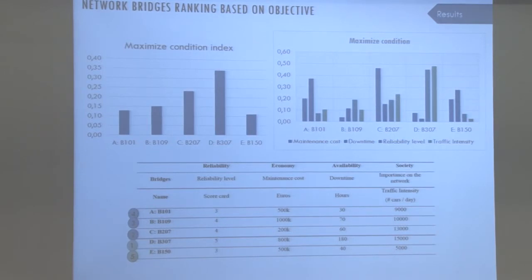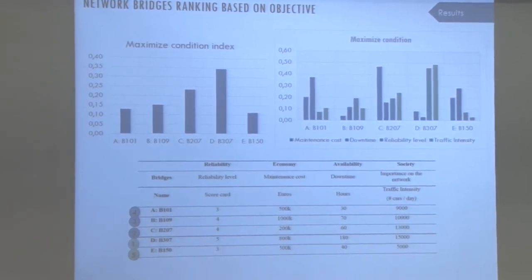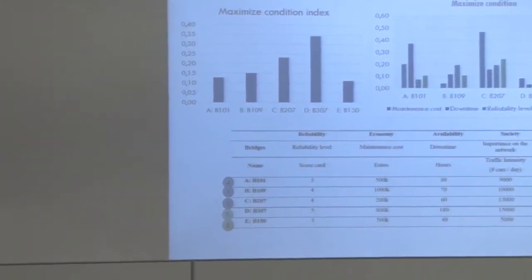And with this it gives us a whole ranking of the alternatives based on the objective and the preference structure. All of our rankings could be different. For example, for minimum cost and minimum downtime, our ranking looks different, while for maximizing the condition, our ranking is quite different.